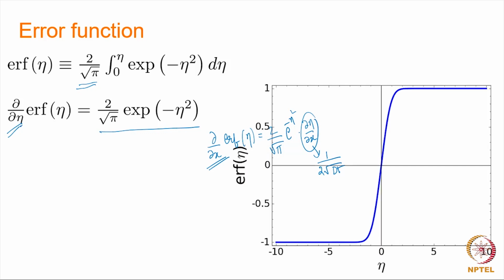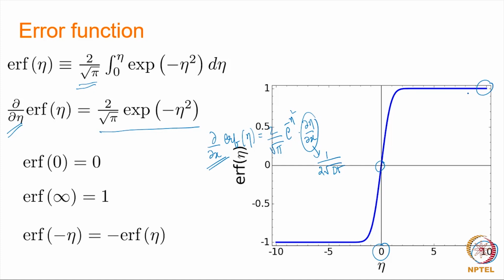And how does the variation of this function look? The argument eta goes from 0 to a large number on the right hand side. So it goes up and then flattens out. And it is an odd function because when the argument changes sign, the value of the function also changes sign. So erf of 0 is 0, erf of infinity is equal to 1, and erf of minus eta is minus erf of eta. So it is this that requires the factor 2 by root pi. We wanted to have it scaled so that the definition of the function is elegant, and that's the reason why the scaling factor comes.